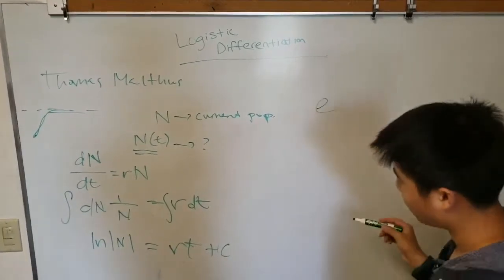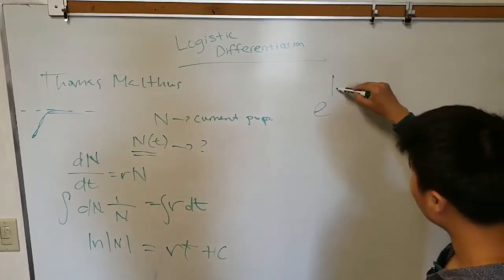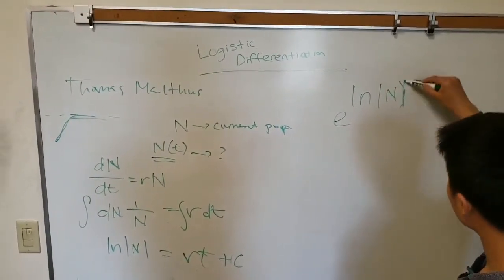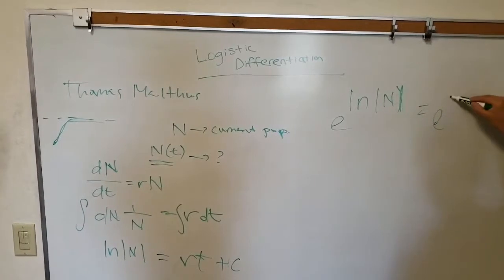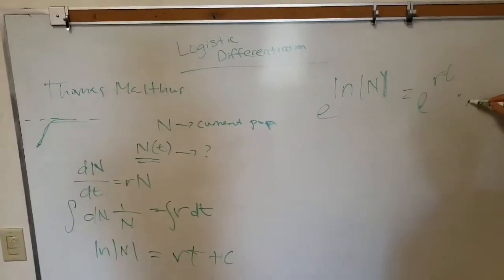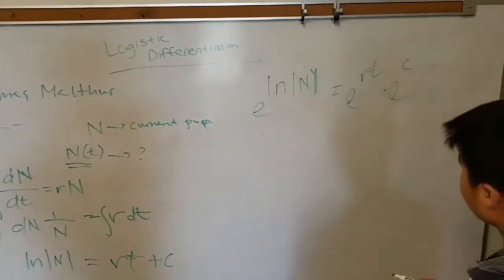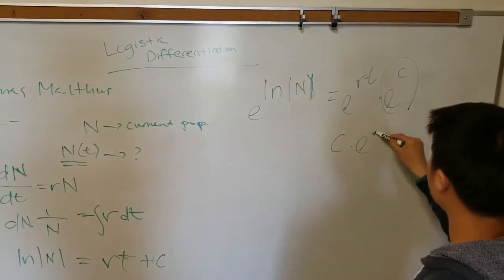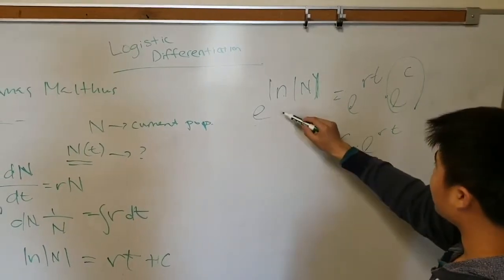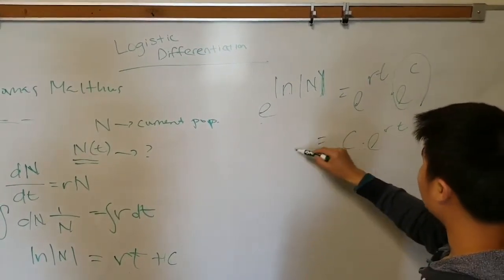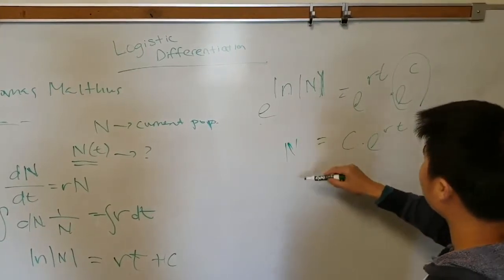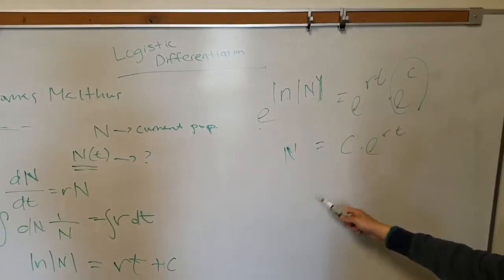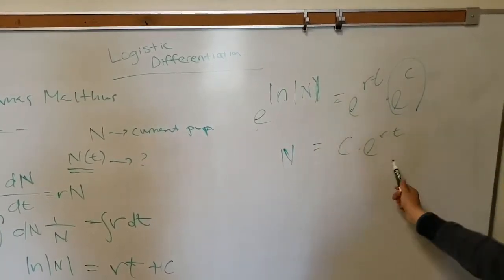So we could do that by putting everything to the power of e. So e to the power of natural log absolute value of n equals e to the power of RT times e to the power of c. And then e to the power of c is also just c times e to the RT, and then e to the power of a natural log is just the n. And then between these two steps, we can just assume that n is greater than 0, so we can just get rid of the absolute value, and then we end up with this equation.